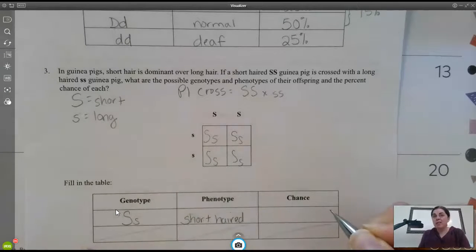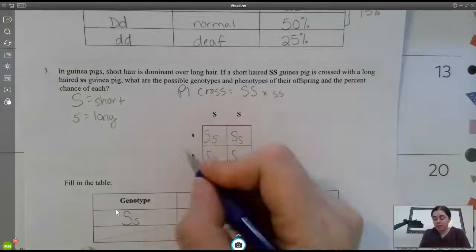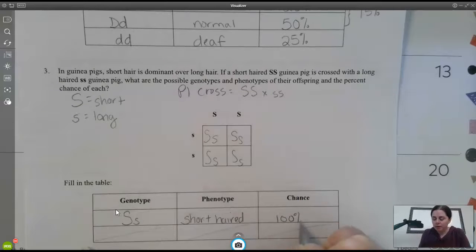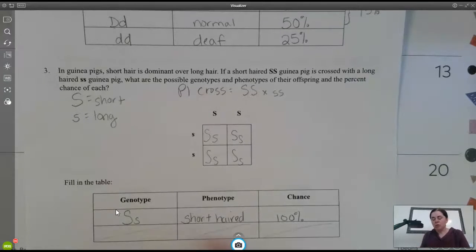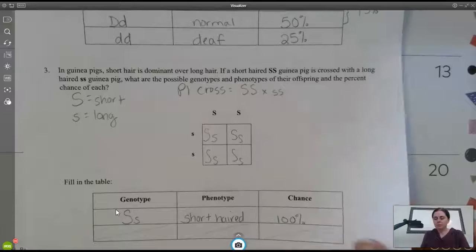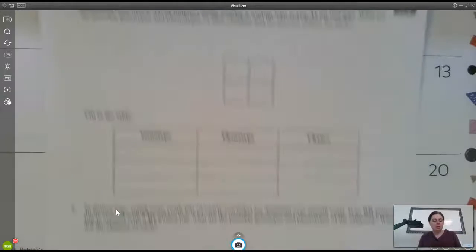Short-haired. And the chance of having a short-haired guinea pig from this crossing is 100%. And yes, there is an extra box on there. You can just cross it off. Okay? Let's go to number 4.